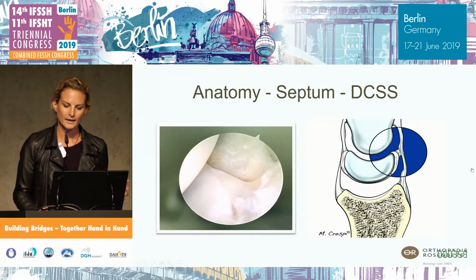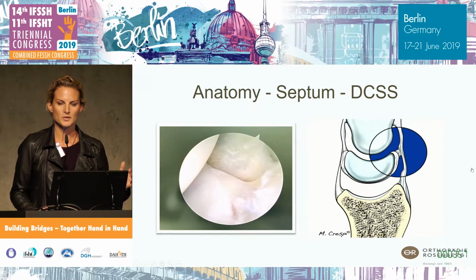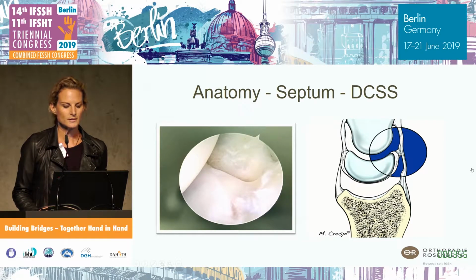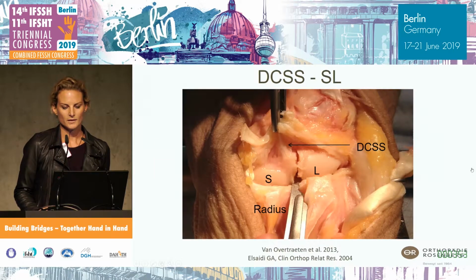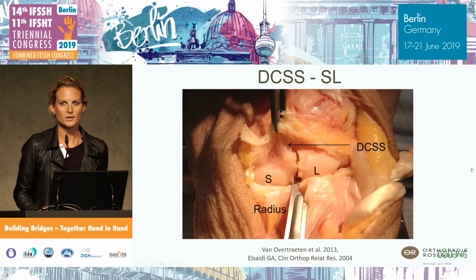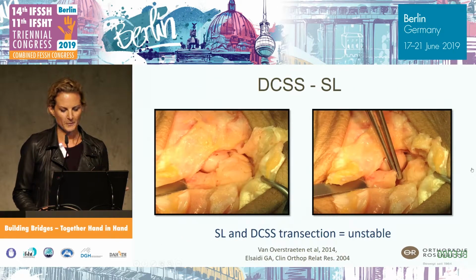So here you see it again. It connects with the bone, with the capsule, and with the SL remnants. And if it ruptures with the SL ligament together, a rotatory instability results. But if you only cut the SL ligament, it doesn't result. So that is what we saw today, the rotatory instability.